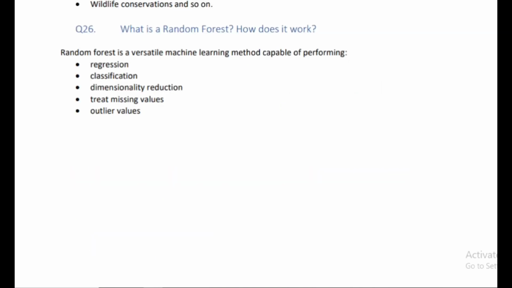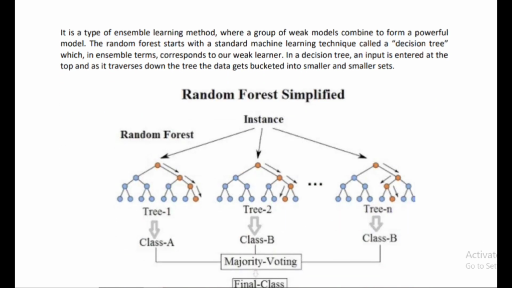What is random forest? How does it work? Question number 26. Random forest is a versatile machine learning method capable of performing regression, classification, dimensionality reduction, and treating missing values and outlier values. It is a type of ensemble learning method where a group of weak models combine to form a powerful model. The random forest starts with a standard machine learning technique called a decision tree, which in ensemble terms corresponds to our weak learner. In a decision tree, an input is entered at the top, and as it traverses down the tree, the data gets bucketed into smaller and smaller sets.